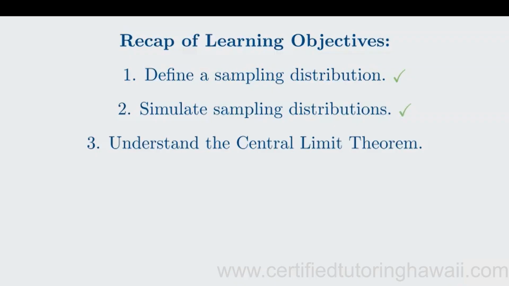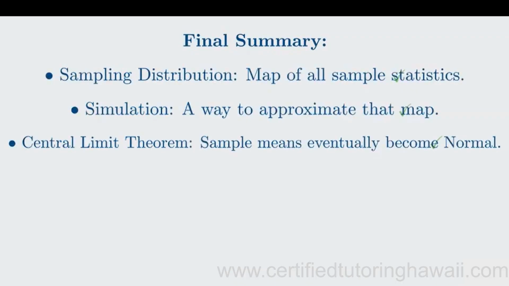Finally, we explored the Central Limit Theorem. This essential rule guarantees that as our sample size grows, the sampling distribution of the mean will look more and more like a normal distribution, regardless of the population's original shape. With these tools, you are now equipped to describe how sample statistics behave and why the normal model is so prevalent in statistics. Great job today!